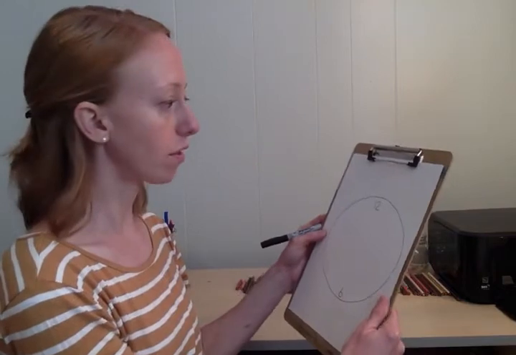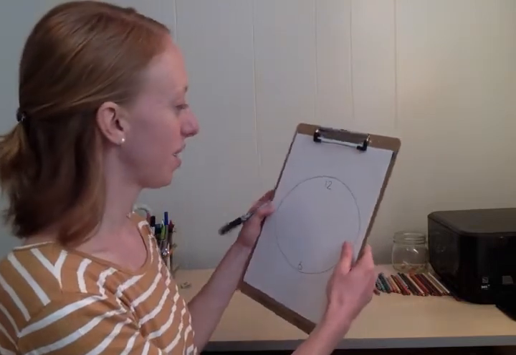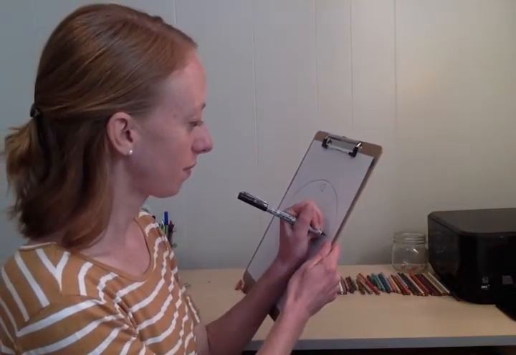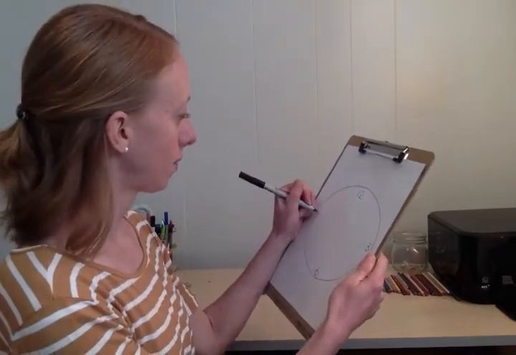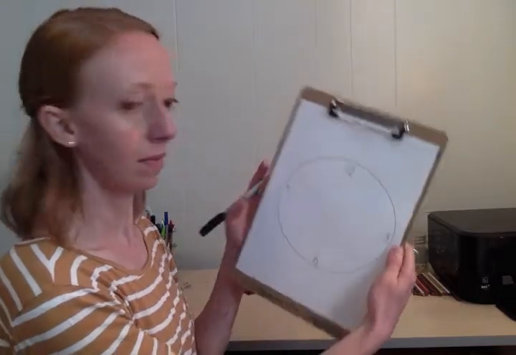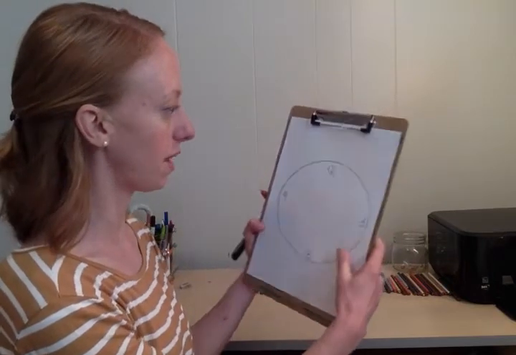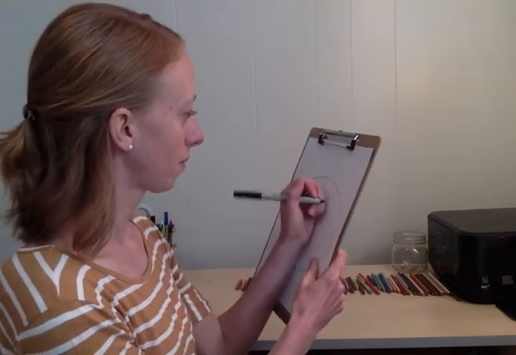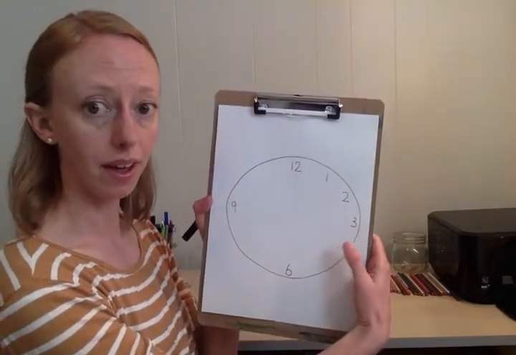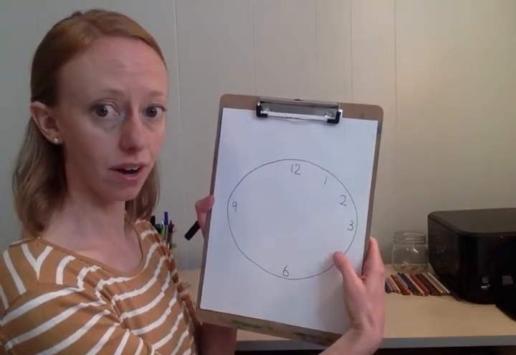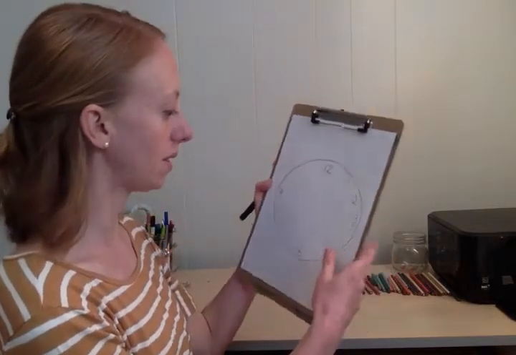And then over to your right we have 3. And on the other side we have 9. All right, and then we'll fill in our other numbers 1 and 2. We're going to space those out. So just try to space them evenly. 4 and 5. So try to look and see about where that would be if you divided that space evenly.